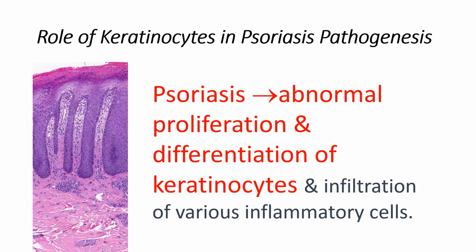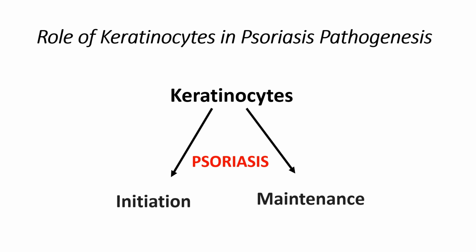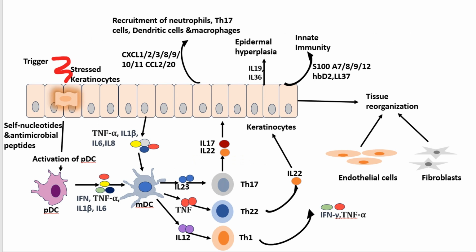Psoriasis is characterized by abnormal proliferation and differentiation of keratinocytes, along with the infiltration of various inflammatory cells. It was found that keratinocytes contribute to the pathogenesis of psoriasis through the initiation phase and the maintenance phase. As we see in this diagram, keratinocytes can be stimulated by triggers, and the stressed keratinocytes will release self-nucleotides and antimicrobial peptides to activate plasmacytoid dendritic cells, and here we have the initiation phase of psoriasis.